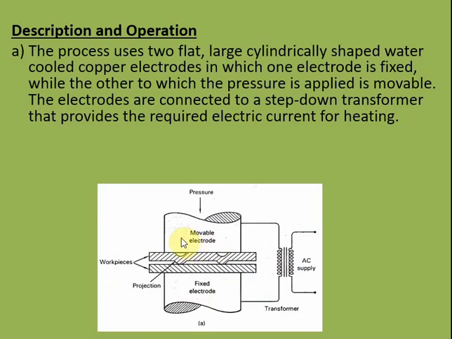So we know that these are all special kinds of welding where we are using heat as well as pressure to achieve the required welding. The top movable electrode is used to apply the required pressure. The workpiece will be held between the electrodes as shown in the figure.